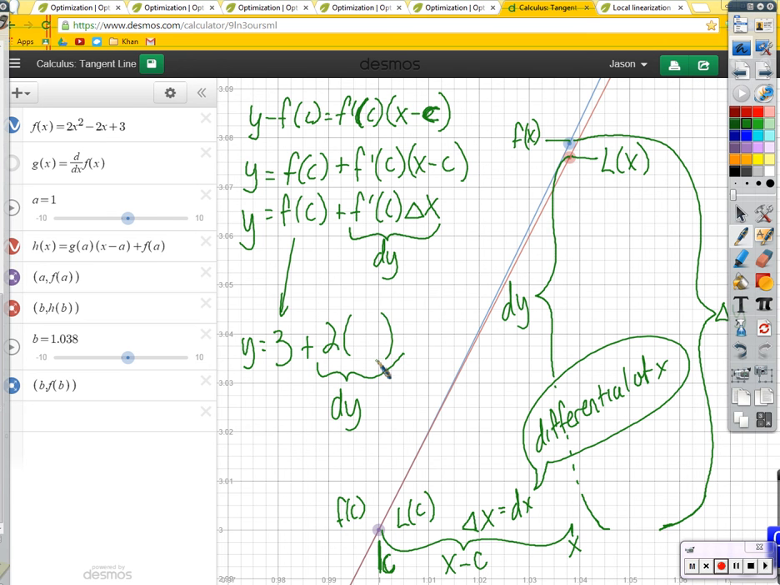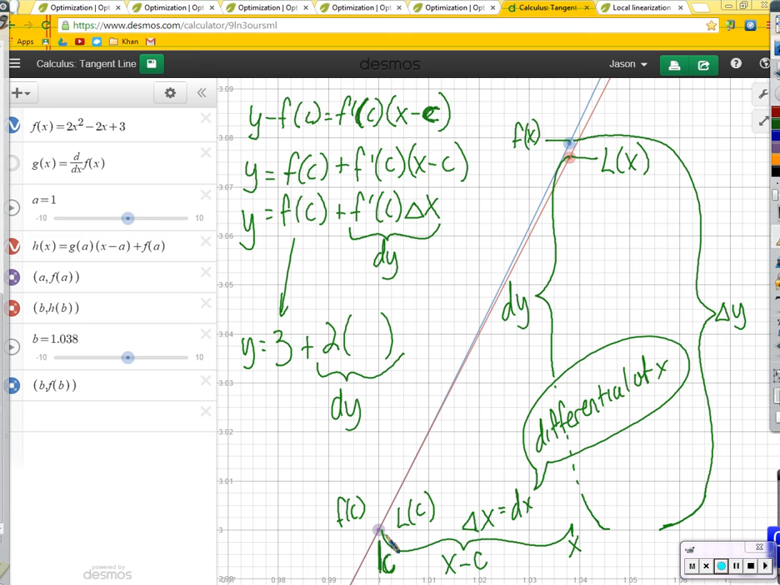Now all we need to know, here's the kind of cool thing, we just need to know what's the change in x. From here to there, what's the change in x? Well, I just needed to know what is that x value. Well, it's 1.038. So what goes there? Change. So just 0.038, right? This is 1, and this is 1.038, so this is 0.038. So 3 plus 2 times 0.038, that little fraction of the slope. And we get what? 3 point something. 3.0, 0.06, I think 7 cents.